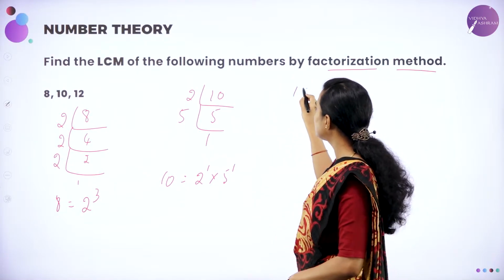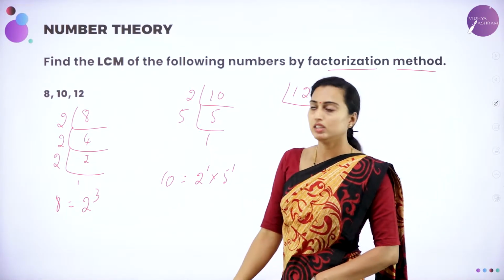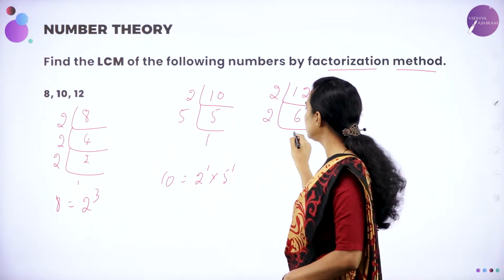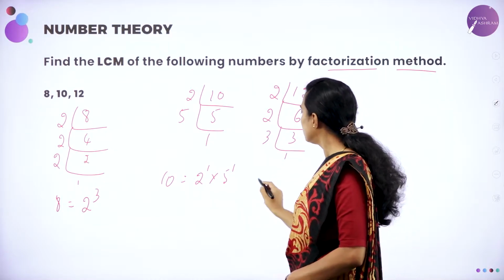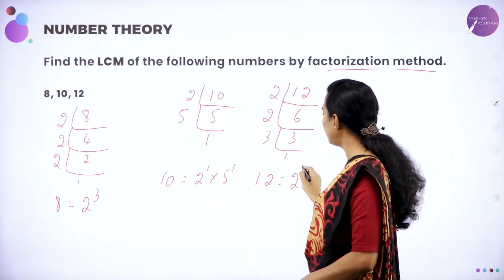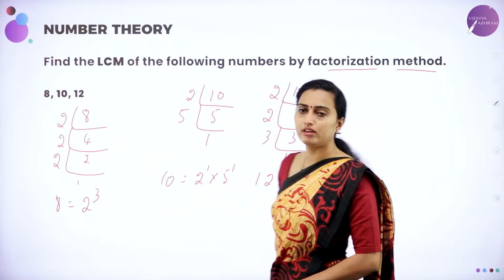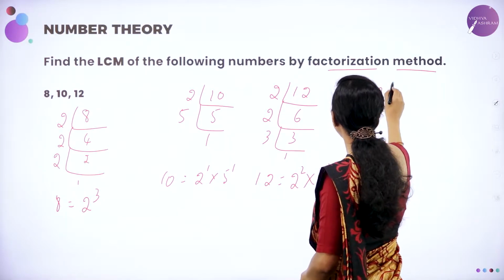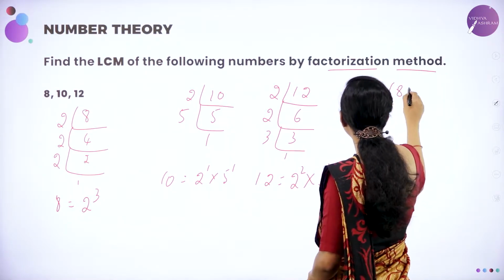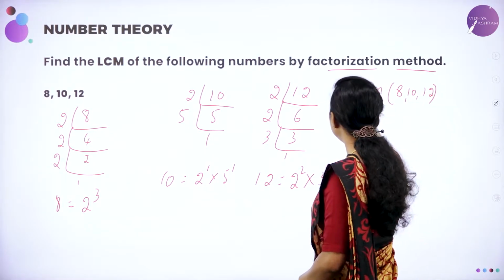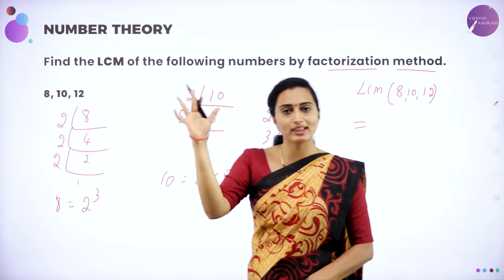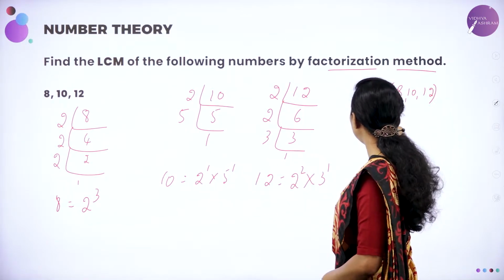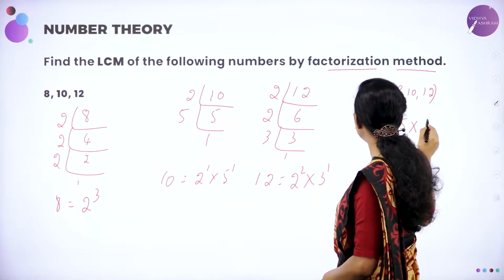Next you are going to have 12. 2 6s are 12. Again 2 3s are 6. Again 3 1s are 3. So 12 can be written as 2 power 2 into 3 power 1. Right? So you are going to write the LCM of 8, 10, 12, which will be equal to: first you are going to write all the prime numbers. 2 is there, 5 is there, 3 is there. 2 into 5 into 3.